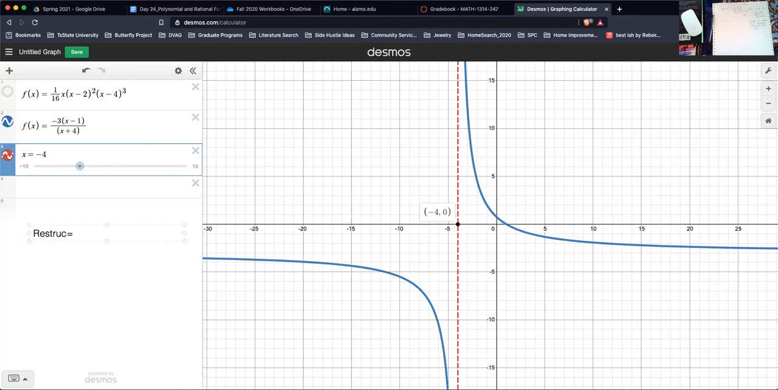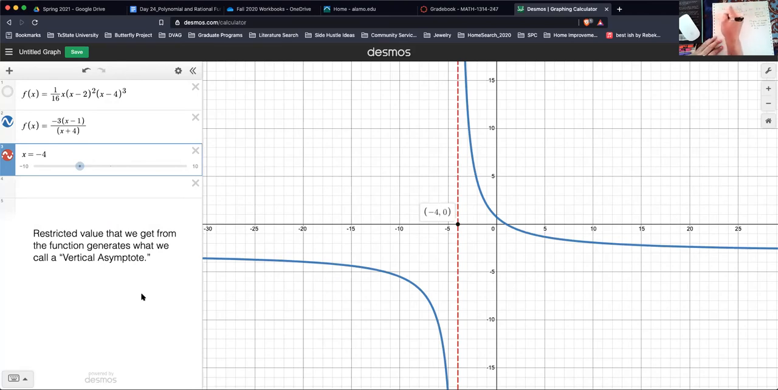The restricted value that we get from the function generates what we call a vertical asymptote. Okay. Can you guys see what I typed? Yes. Okay. So I'm going to write it down also, but you can write down what I've typed.